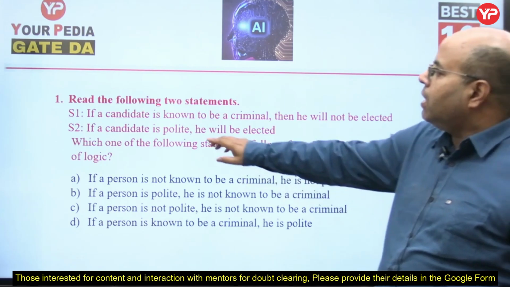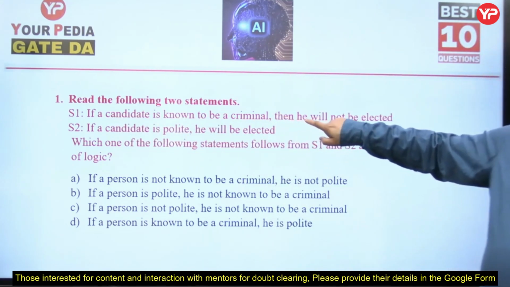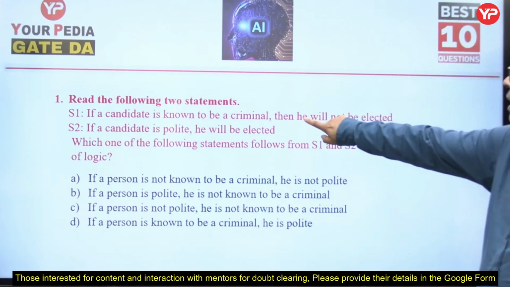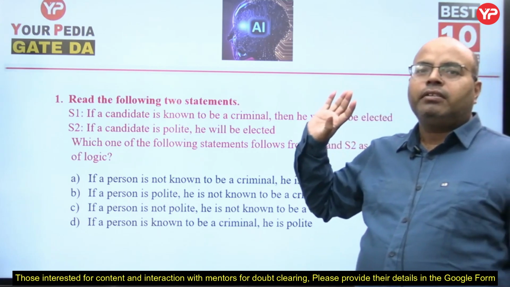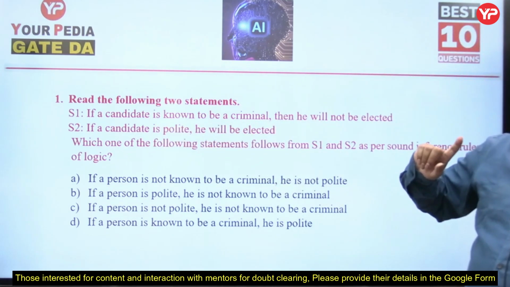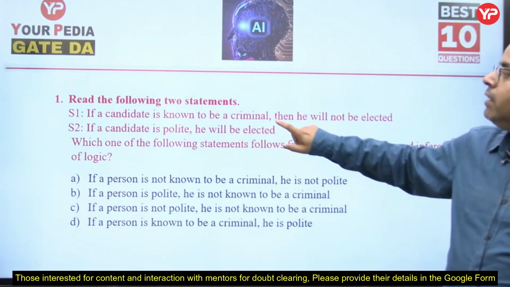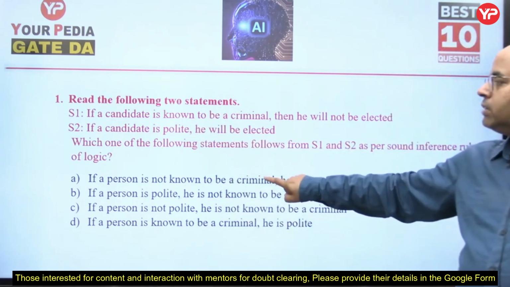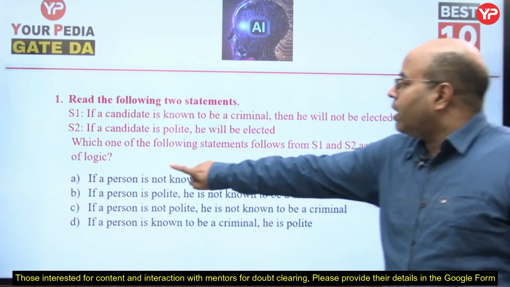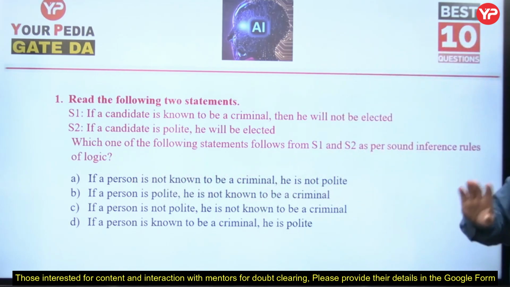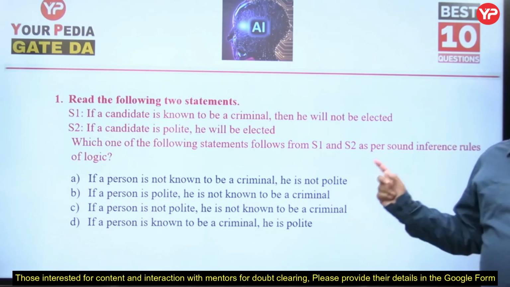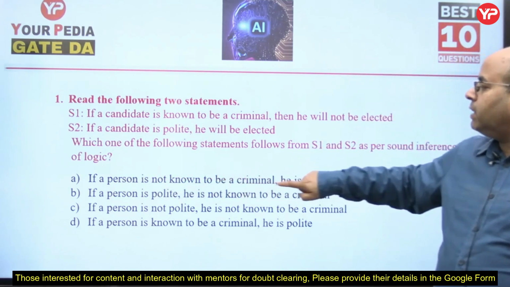Like this you see. If a candidate is known to be a criminal, it means it's a negative statement. Then he will not be elected, because he is a negative person, negative area. If a candidate is polite, he will be elected. Now this is a negative statement, this is a positive statement. Now downside you can see that where negative-negative or positive-positive are matching, only that will be true. So if a person is not known to be a criminal, that's a positive statement. He is not polite, that's a negative. So this part is positive and this part is negative.